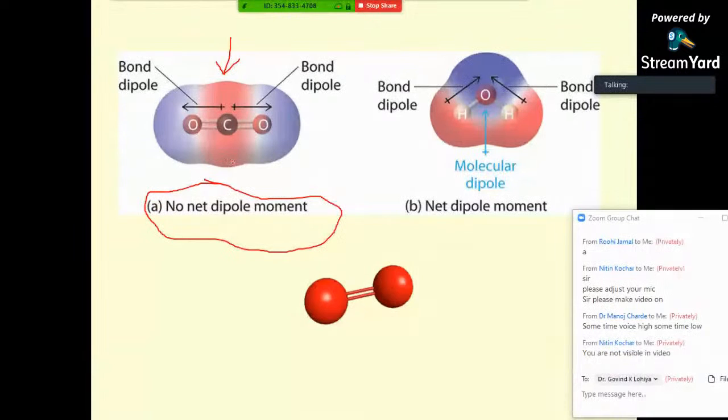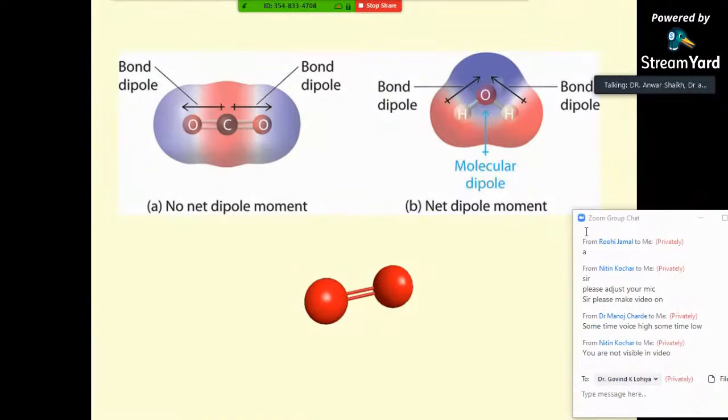Here, if you see carbon dioxide, it is a linear molecule. Although there is an electronegativity difference between the carbon and oxygen, being a linear molecule, the direction of the charge is exactly opposite. There is the same magnitude and exactly opposite direction. Because of that, there is no net dipole moment in this molecule, because it is a linear molecule.